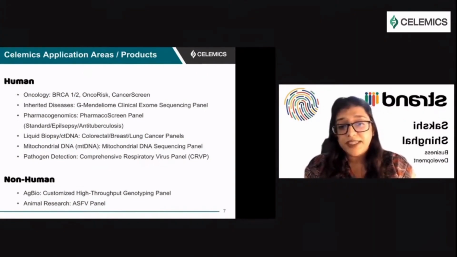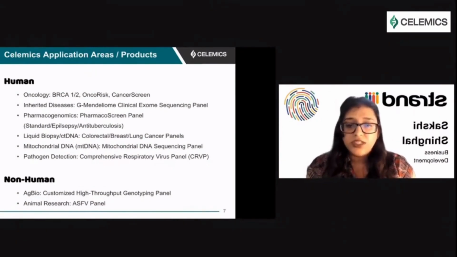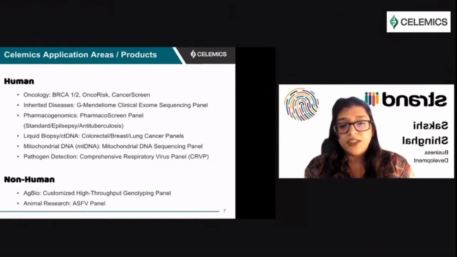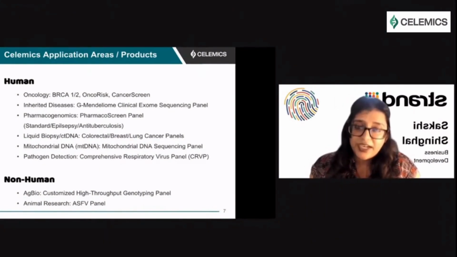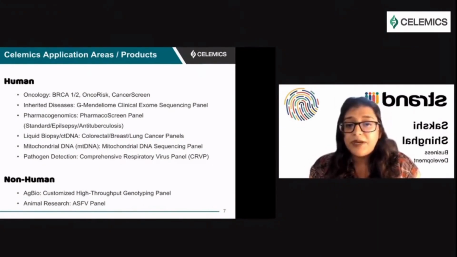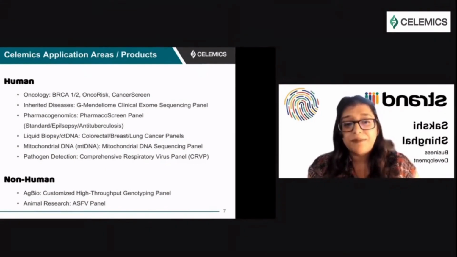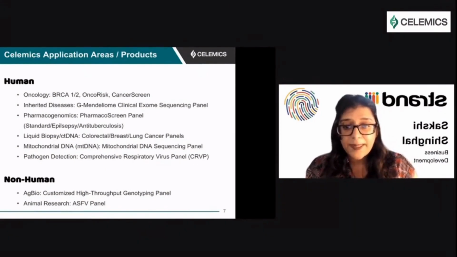Some human-based panels include the BRCA1-2, OncoRisk and Cancer Screen in Oncology, the G Mendelione Clinical Exome Sequencing Panel in Inherited Diseases, and in liquid biopsies, Celemics has developed colorectal, breast, and lung cancer panels.